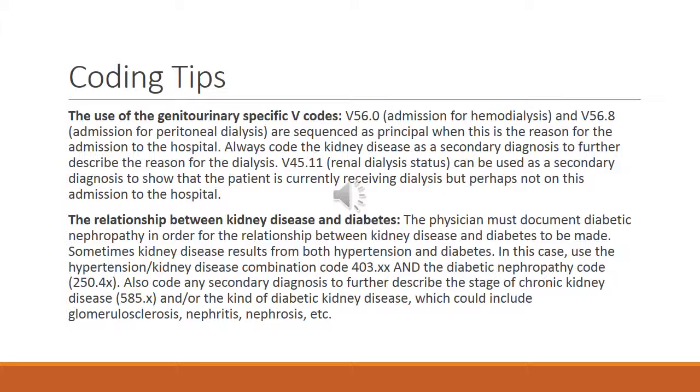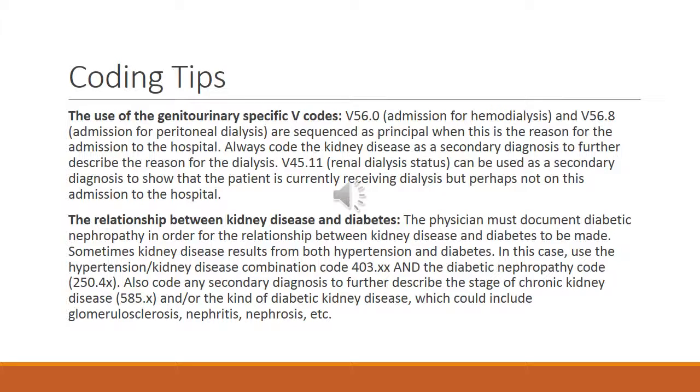Okay, continuing on with our coding tips. The use of the genitourinary specific V codes. V56.0, which is admission for hemodialysis, and V56.8, which is admission for peritoneal dialysis. These are sequenced as principal when this is the reason for the admission to the hospital. Always code the kidney disease as a secondary diagnosis to further describe the reason for the dialysis.